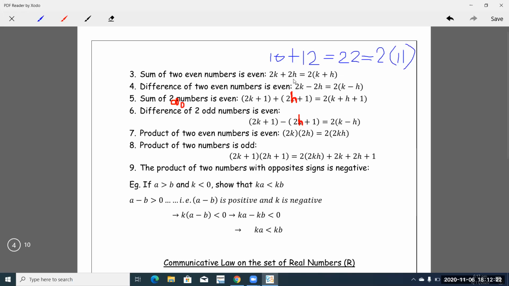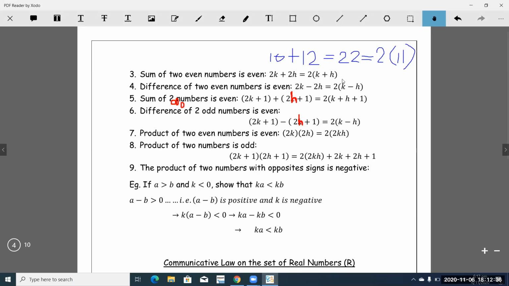So in algebraic form, how they want to see it in axioms, some number 2k plus another number 2h, you can just factor out the 2 to get 2 times k plus h. And so the sum of two even numbers is even. The difference of two even numbers is also even. Now you can just factor out the 2 and you get 2 times k minus h. Whatever k minus h works out to be, when you multiply it by 2, that's just an even number.